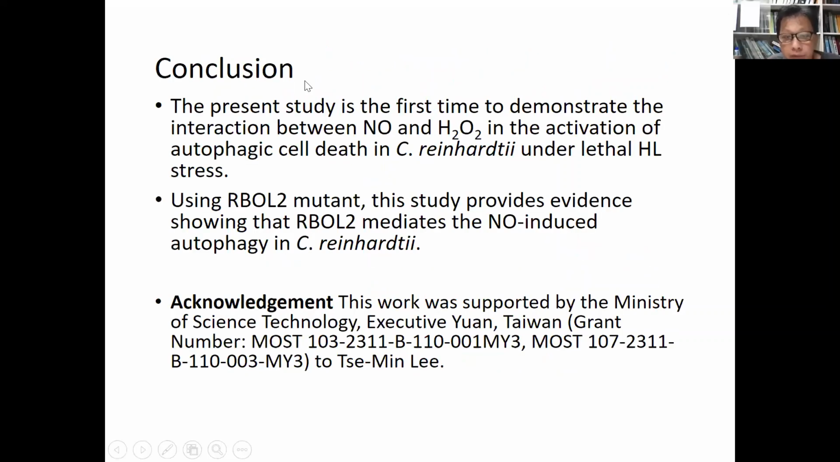So finally, my conclusion is that the present study is the first to demonstrate the interaction between NO and H2O2 for the activation of autophagy cell death in Chlamydomonas under high-light condition. And using the RBOH2 mutant, we found that RBOH2 may mediate the NO-induced autophagy in Chlamydomonas. This is the first time to show this interaction.